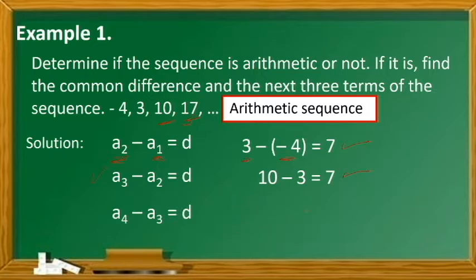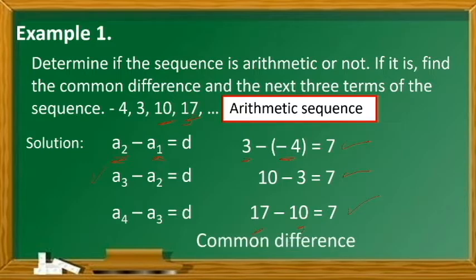Let us now substitute the given values. A sub 4 is 17 minus a sub 3, which is 10. 17 minus 10 is also 7. If you observe, we have the same result. So we call this the common difference. The common difference is 7, or d is equal to 7. Okay, so we now have an arithmetic sequence with a common difference of 7.